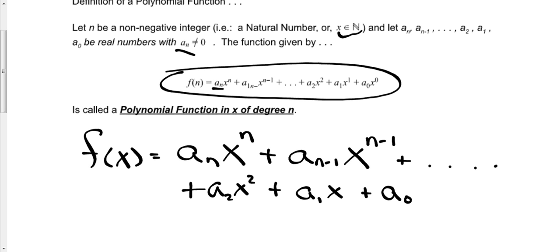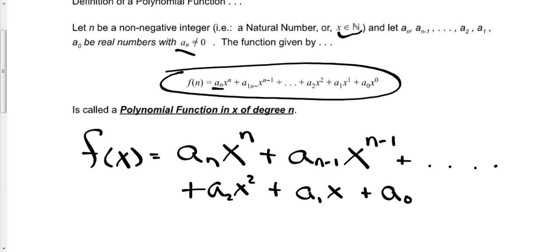Quadratic, right? Order 3 would be a cubic. Order 4, quartic. Order 5, quintic. Order 6, sextic. Order 7, septic. Yeah, right. 8, octic, 9, nonic, and so on. Okay? But they're all polynomials.